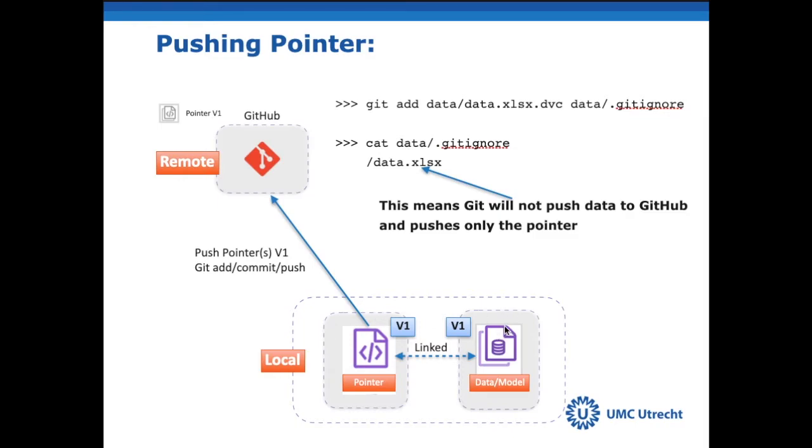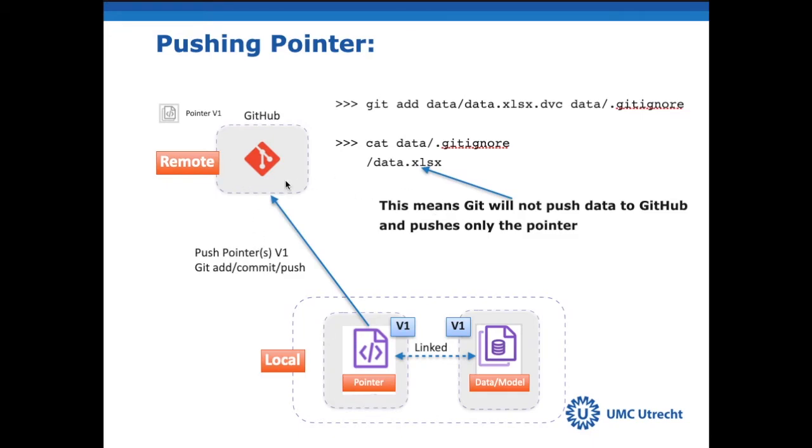That's your data.xlsx, and your pointer is data.xlsx.dvc. And this is the first version. These two are connected. They reside somewhere in your local Git repository. You push the pointer to GitHub.